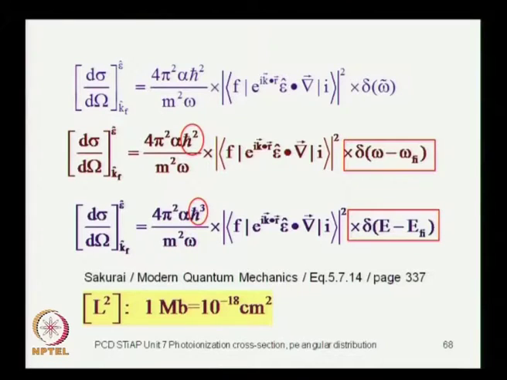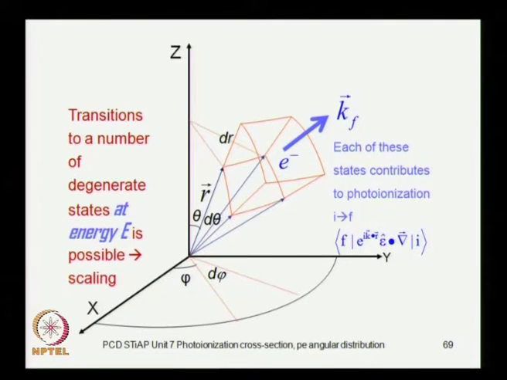So, make sure that you always keep track of the dimensions, and here you will have the dimensions of L square. It is a cross section, it has dimensions of area, and it is usually reported in units of 10 to the minus 18 centimeter square, which is called a megabarn. So, that is the unit in which the cross section is usually reported, and 1 megabarn is 10 to the minus 18 centimeter square. Now, this is the process that we have considered.